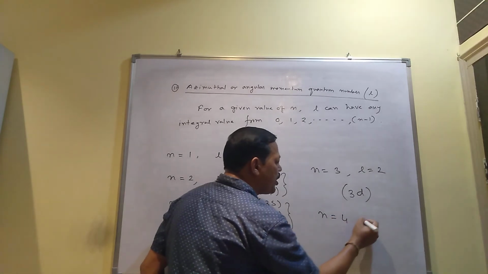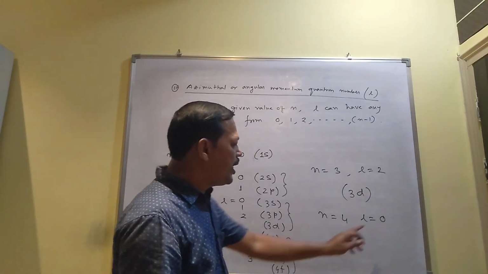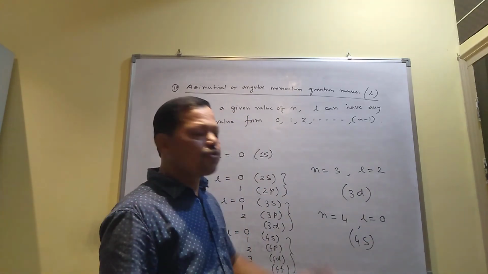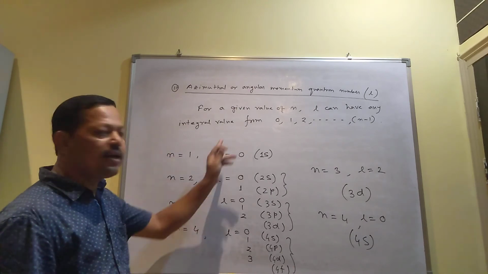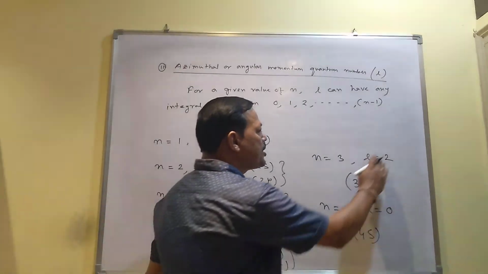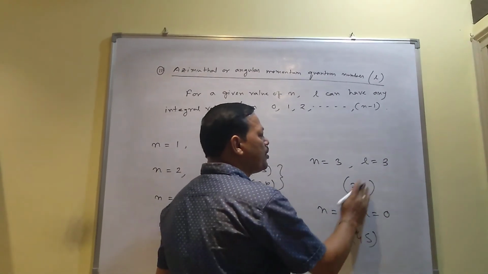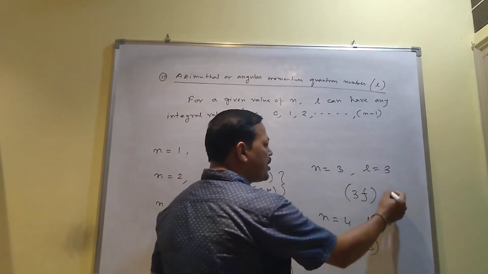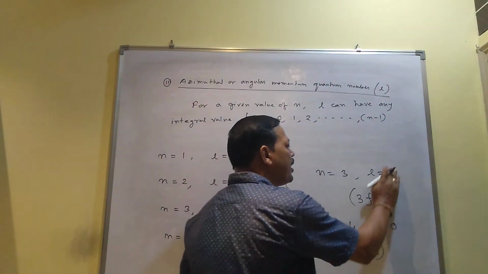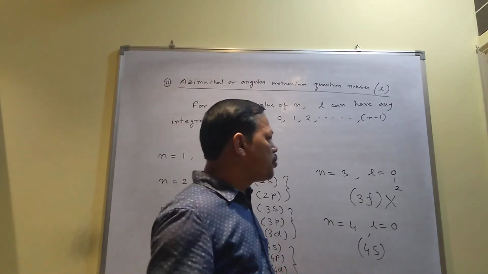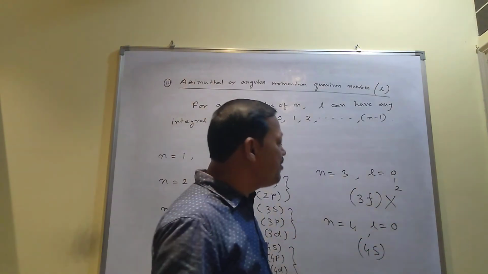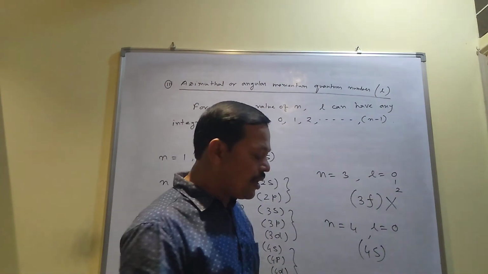Suppose N value is 4, L value is 0. What is the name of the subcell? L 0 means S subcell. And it is in the fourth cell. That's why you have to represent it as 4S. So in this way, if you know the value of N and the value of L, then you can name the subcell. But all subcells are not possible. As for example, N equal 3, L equal 3. The subcell should be 3F, but it does not exist. Why? Because if N equal 3, then you will get 3 values of L and the values should be 0, 1 and 2. So L value should not be 3. That type of quantum number may also be given. Then you have to write that this subcell does not exist.